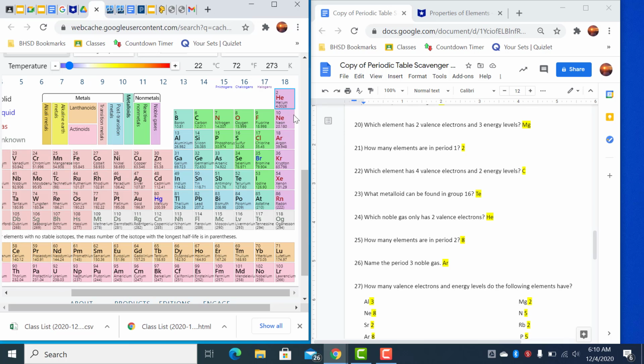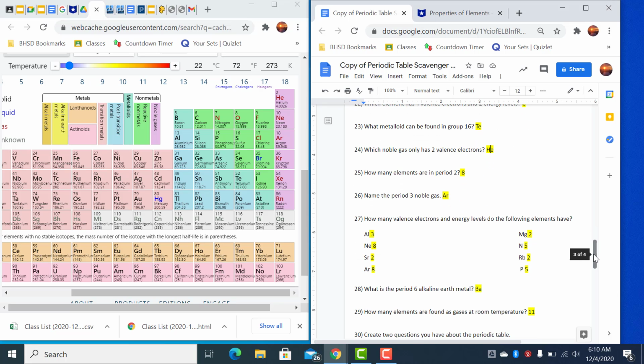Name the period 3 noble gas. Okay, period 3 is down here. Noble gas is group 18, so it's argon. Argon. Okay, how many valence electrons and energy levels do the following elements have? Okay, so aluminum is here in group 13, so it has 3 valence electrons. It's in period 3, so it has 3 energy levels. Okay, neon, group 18, 8 valence electrons, period 2, so it has 2 energy levels.